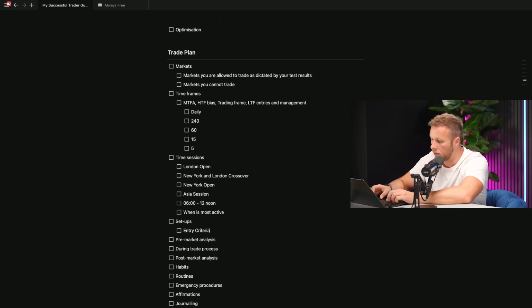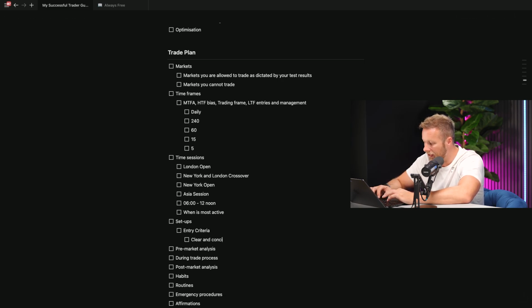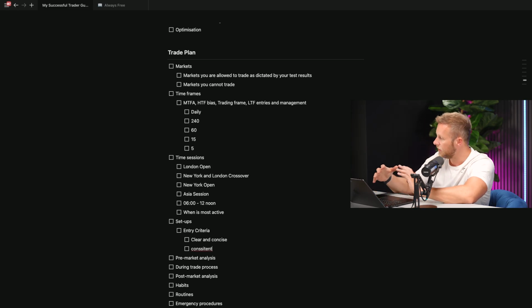But the setups are basically your entry criteria. Okay, entry criteria. It needs to be clear and concise. It needs to be consistent. So this is basically when you're looking at the setups, what are the rules of engagement to get involved? So do you look for a double bottom, and then on that double bottom, do you look for RSI oversold, and then do you look for divergence on the second test?